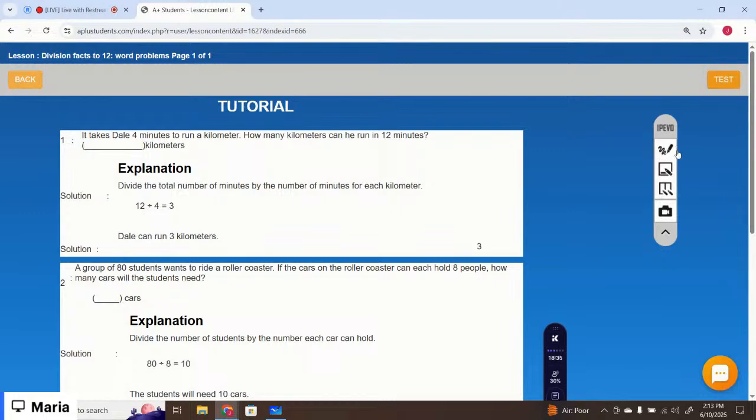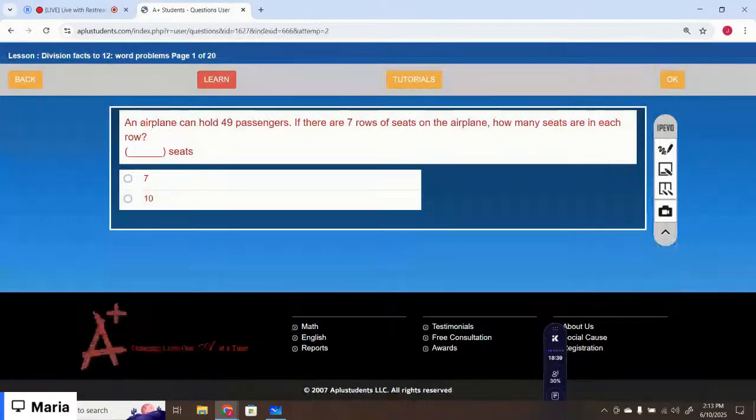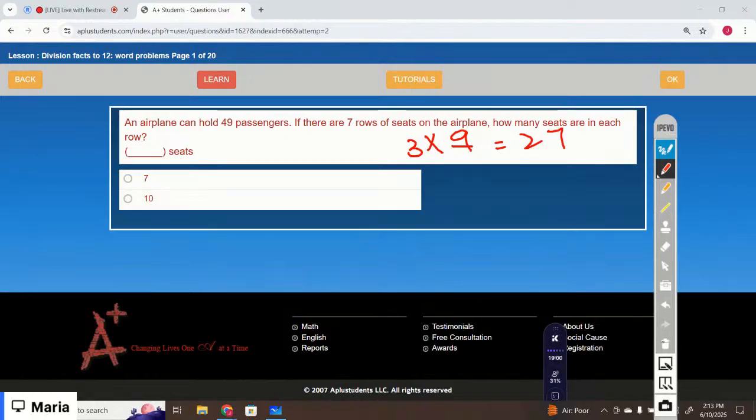Let's just start with the test questions. An airplane can hold 49 passengers. If there are 7 rows of seats on the airplane, how many seats are in each row? So you need to calculate how many seats are in each row. The total passengers are 49 and we have 7 rows. So we need to divide 49 by 7.